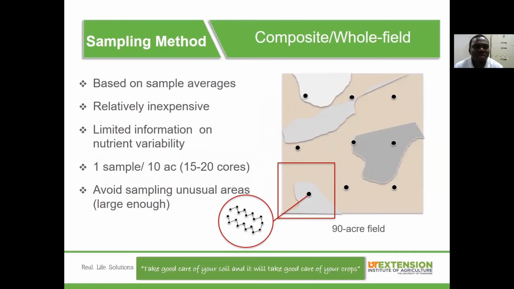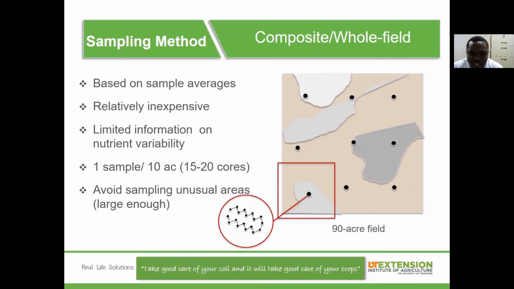Okay, let's talk about each individual sampling method. So the first method we'll talk about is the composite or the whole field approach. This is typically the conventional sampling method. It's been there for forever. And what happens is that your fertilizer recommendations are based on the averages of all the samples that are collected.